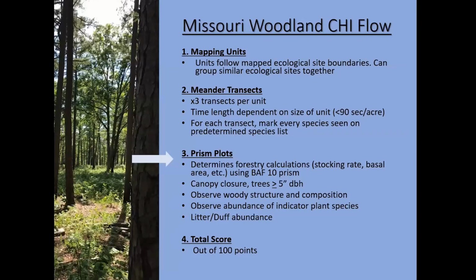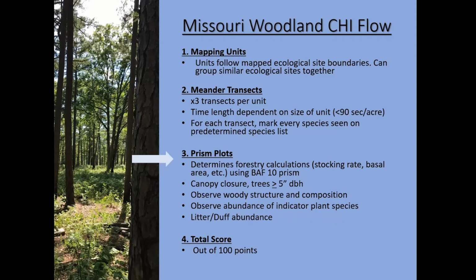So at each of the prism plots, trees are determined to be in or out using a 10 basal area factor prism. This does also include snags because they are very important for focal bird species in this landscape. Most people are familiar with the brown-headed nuthatch, which prefers dead pine snags for nesting. Canopy closure is also determined, and a qualitative assessment of vegetation structure and abundance of indicator species is recorded.